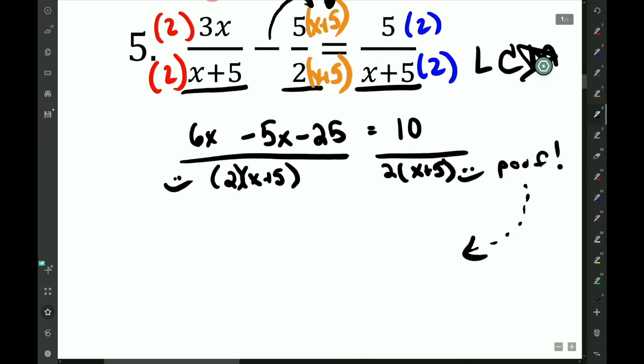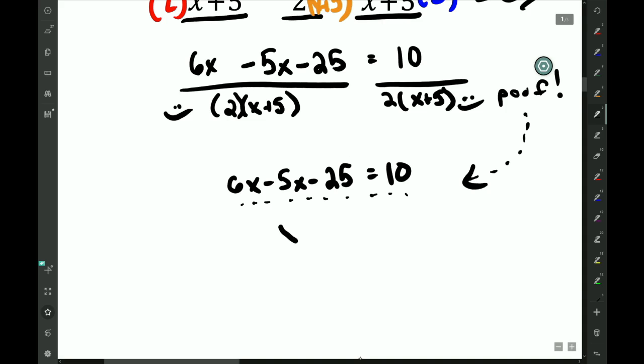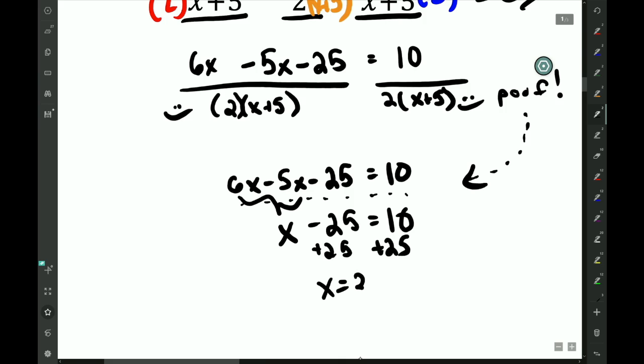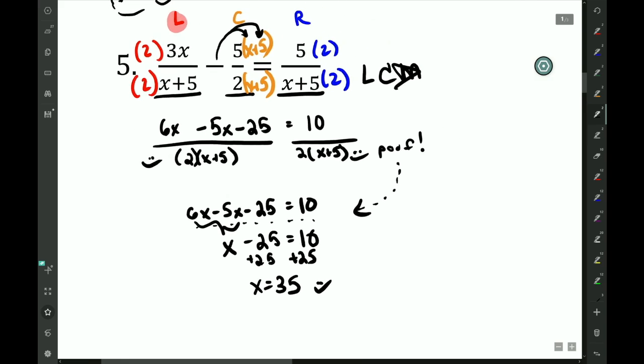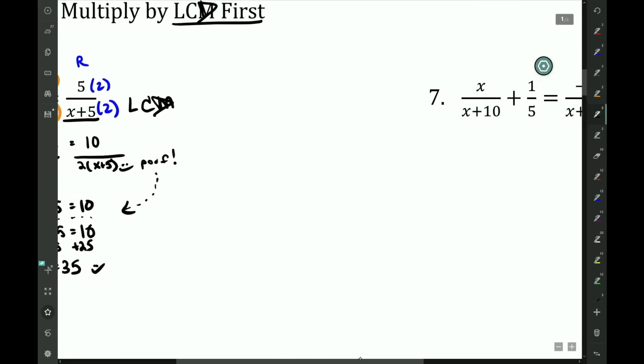Because really all we have is 6x minus 5x minus 25 equals 10. Poof. They disappear because really you would cross multiply and they would cancel each other out anyway. So once they're the same, we have x minus 25 equals 10, which means x equals 35. They look scary, but they're just like anything. You take your time and you just go through it with your muscles. Okay. Second one here.